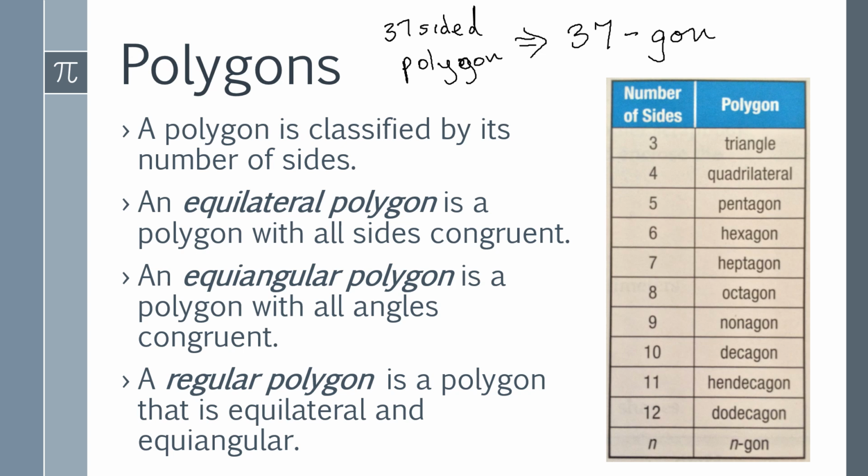Okay, equilateral polygon. All the sides are congruent, right? Equilateral, right? Lateral is like line, right? So equal lines, all sides congruent. Equiangular, all the angles are congruent. A regular polygon is a polygon that is both equilateral and equiangular. It's got to be both, okay?